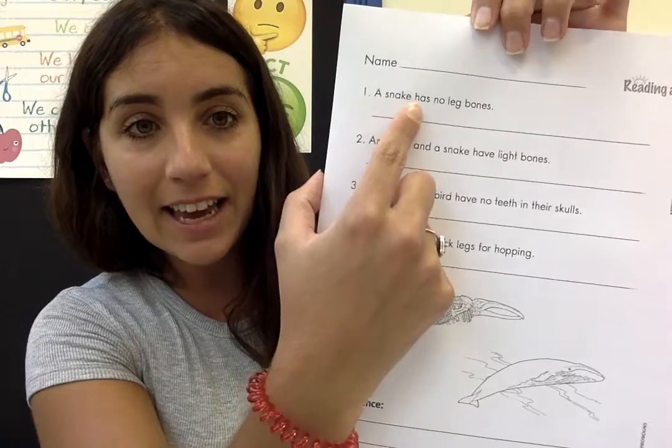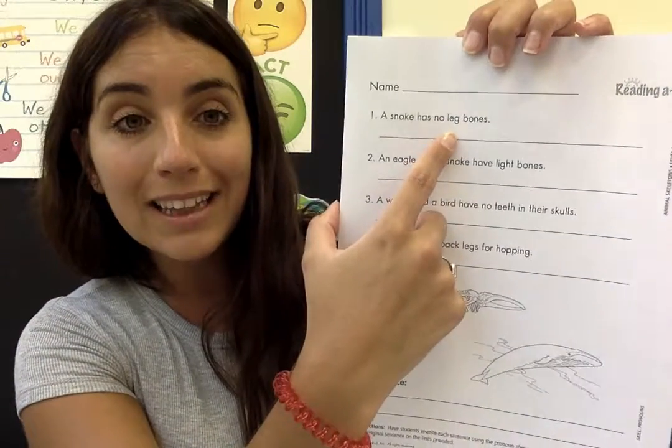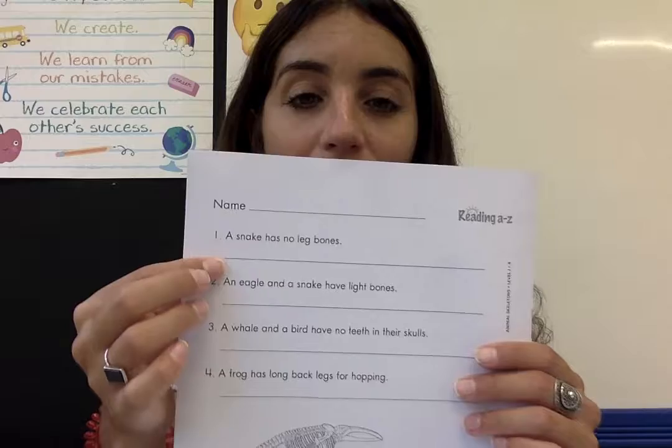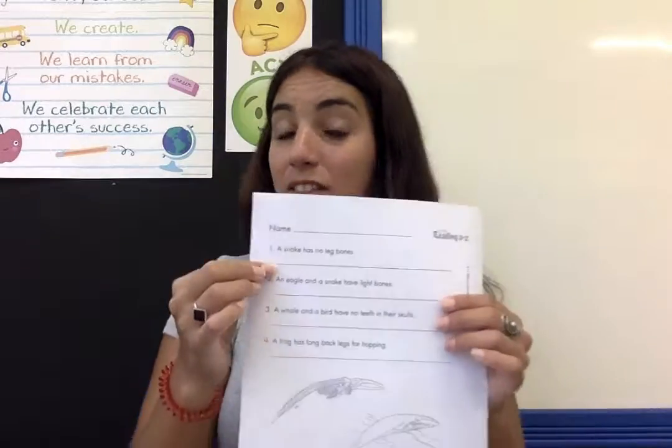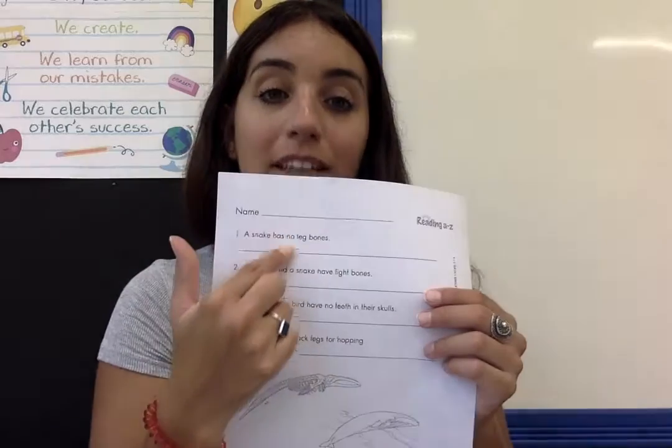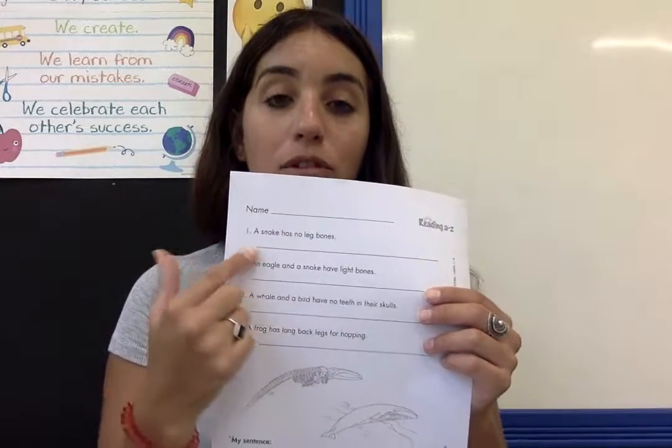So let's do the first one together. It says, a snake has no leg bones. So let's think about this. What is the subject of this sentence? Take a few seconds to think about the subject. What is the subject of this sentence? If you guessed the subject of this sentence is a snake, you are correct. The snake is what the sentence is talking about, okay?